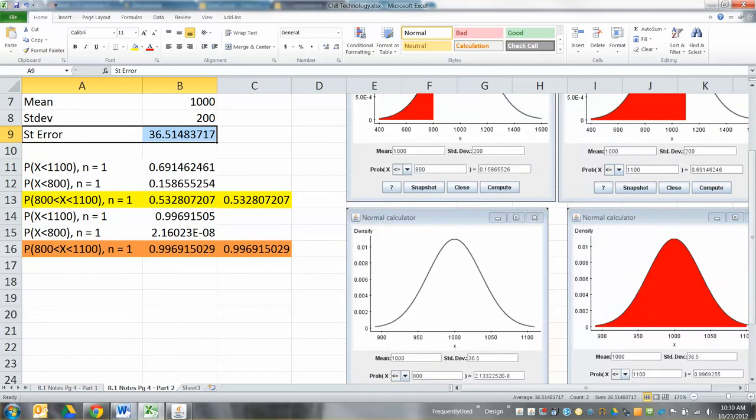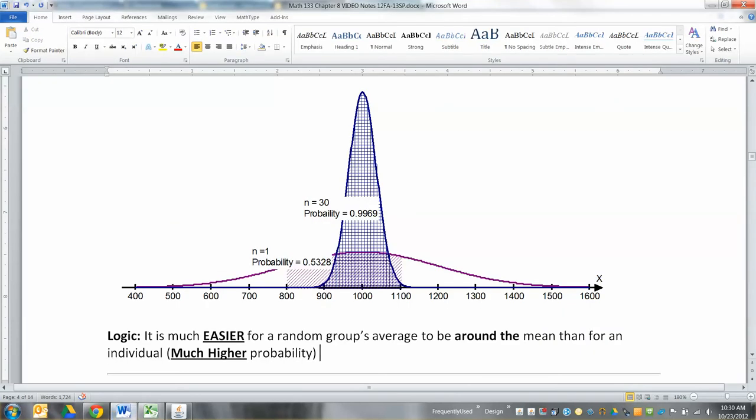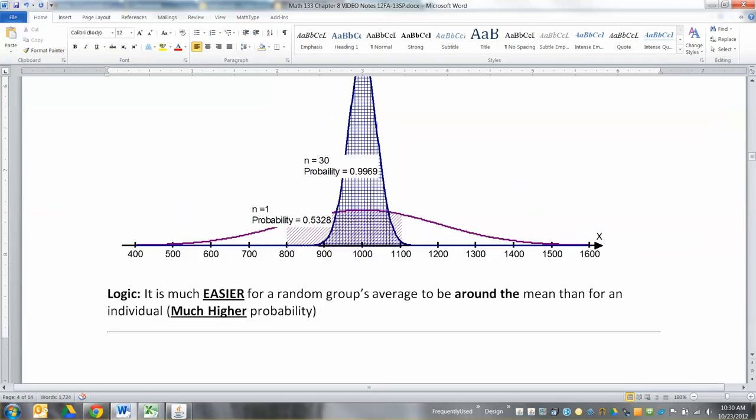Okay, so I just proved to you that these numbers are true. And I didn't just make them up, right? So for when it's n equals 1, it's only 0.5328. But when it's for n equals 30, it's 0.9969, right? It is much higher for the group than for the individual, because groups are much more likely to be right around that center. It is very hard for them to be off in the tails and very easy for them to be near the center.